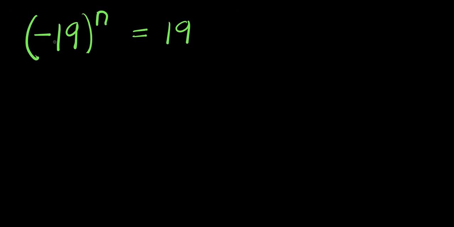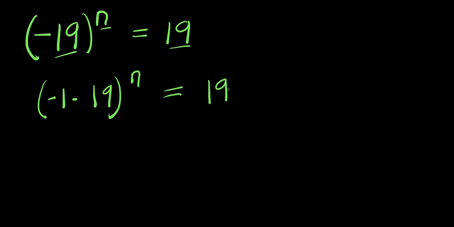Hello, how to solve this exponential problem? This is negative 19 to the power of n equals 19, solving for the value of n that satisfies this equation. Now, negative 19, I can express it as negative 1 times 19. So, negative 1 times 19, this is raised to the power of n equals 19.